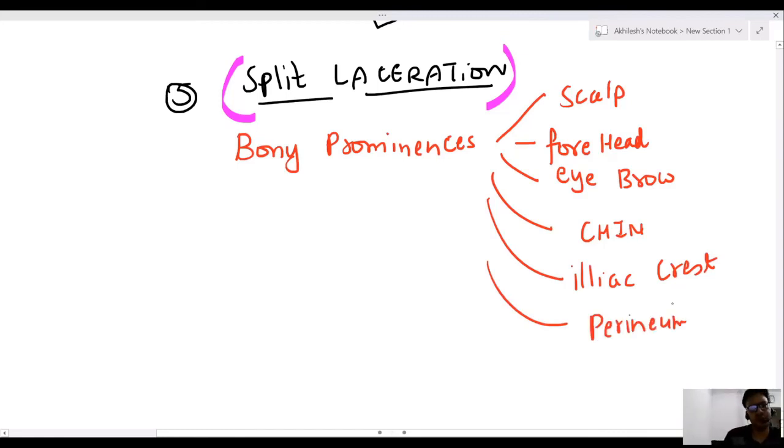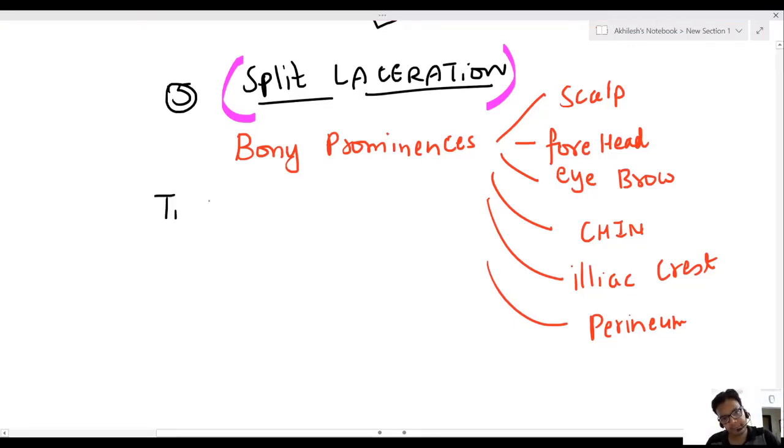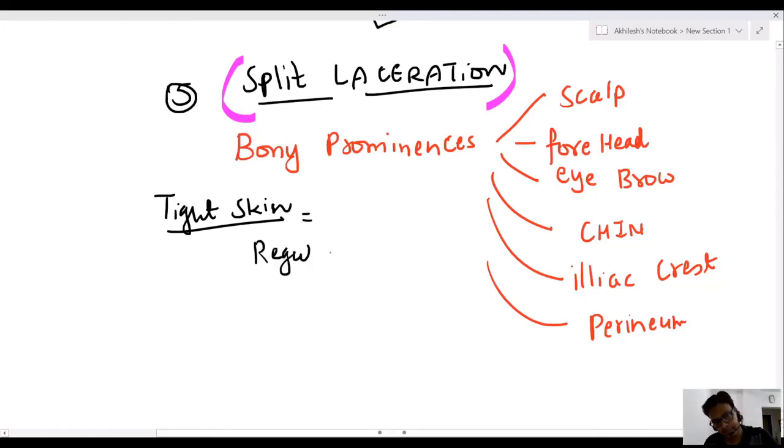I will show you the picture of this also. Sir, just touch your scalp and forehead. It is a very, very tight skin, my dear friend. So skin is minimum. So what will happen, sir? Because it is a tight skin, fibers are minimum. If you have heavy blunt force, you will find regular margin.